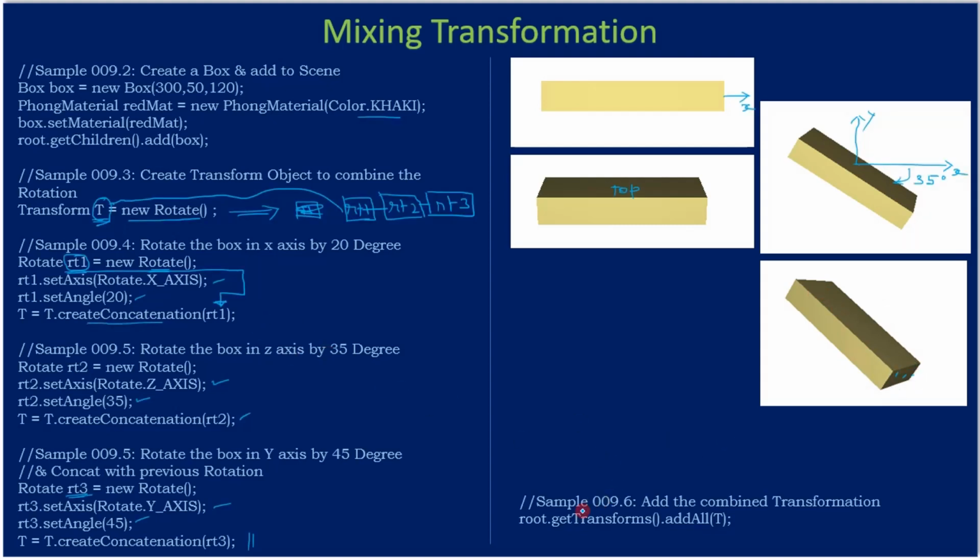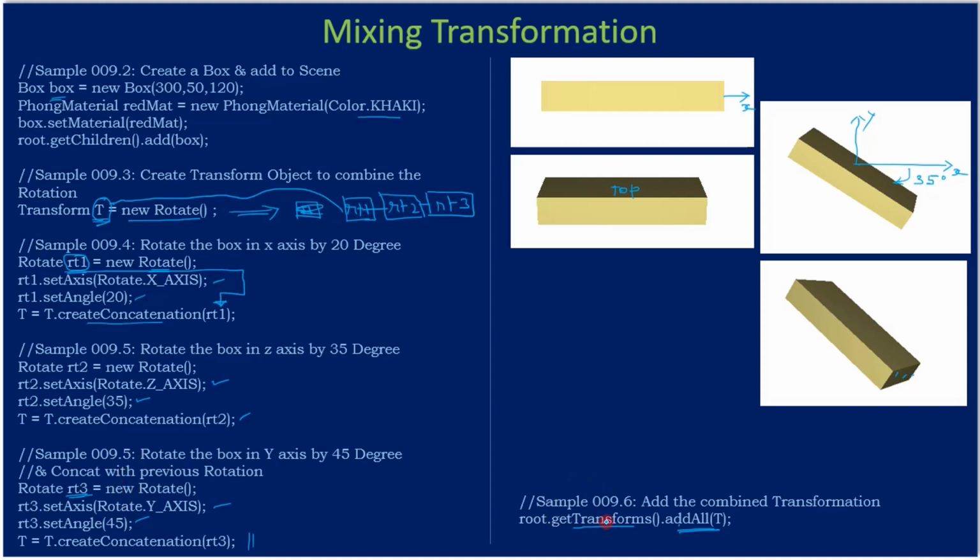So finally, to our root, we make a call to get transform and add our transformation T. Here, if you see the transformation, none of the transformations here is linked to a specific object. So here we created the box, but the transformation is not linked to the box.